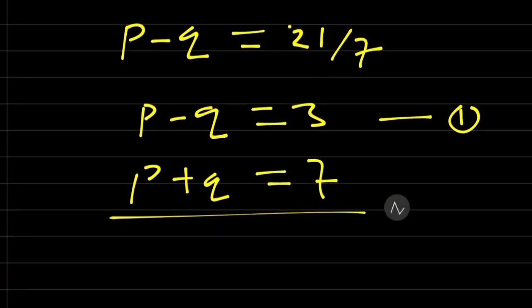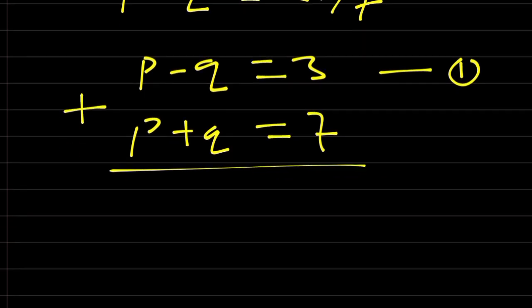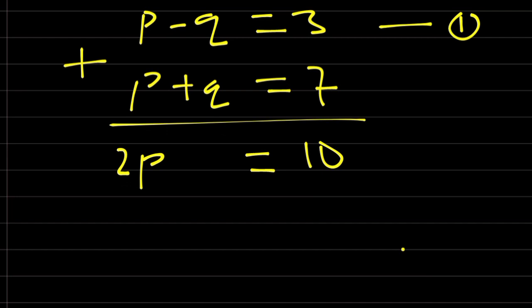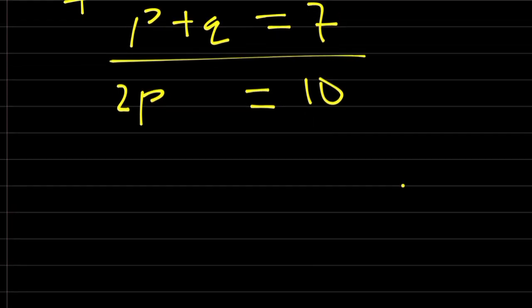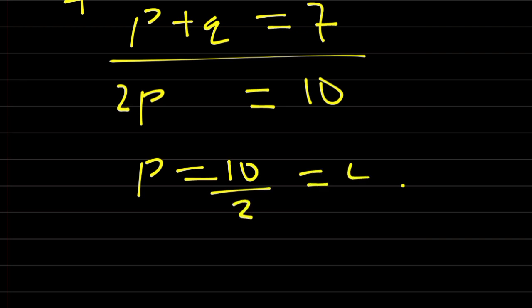It's either you decide to add or subtract. If you add, you will eliminate Q. And if you subtract, you are going to eliminate P. So it depends on you. Now let's just add. P plus P, I have 2P, minus Q plus Q is 0. Then is equal to 3 plus 7, that is 10. So I have 2P is equal to 10. Divide both sides by 2. P is equal to 10 divided by 2, which is equal to 5.